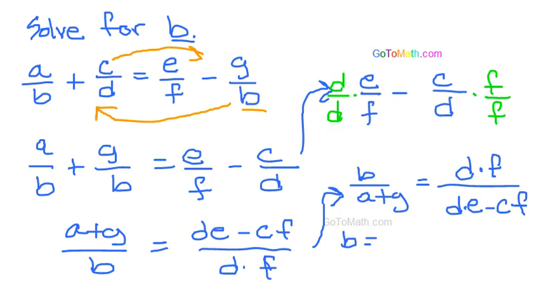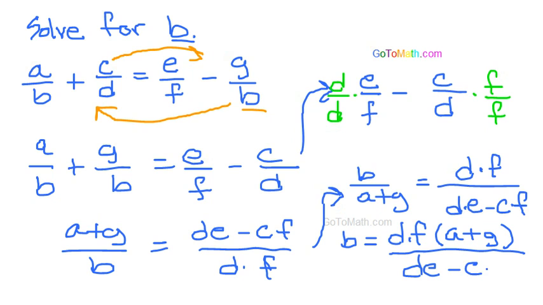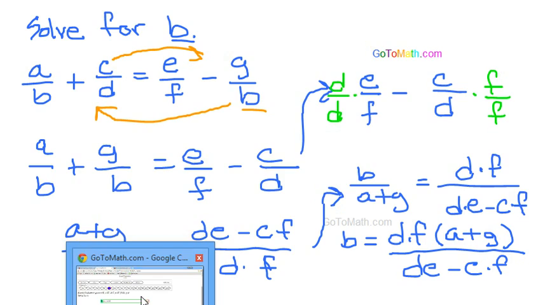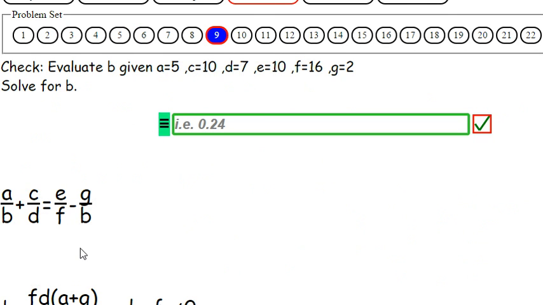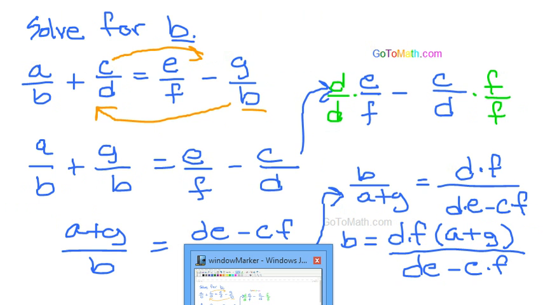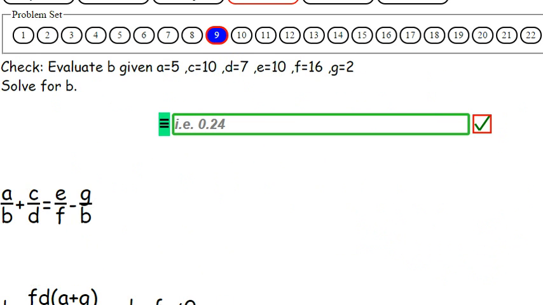So we end up with b is equal to d times f, and then a plus g, over d times e minus c times f. Okay? So can we remember all that? We're going to find out. So d times f, a plus g, over d e minus c f. Alright.